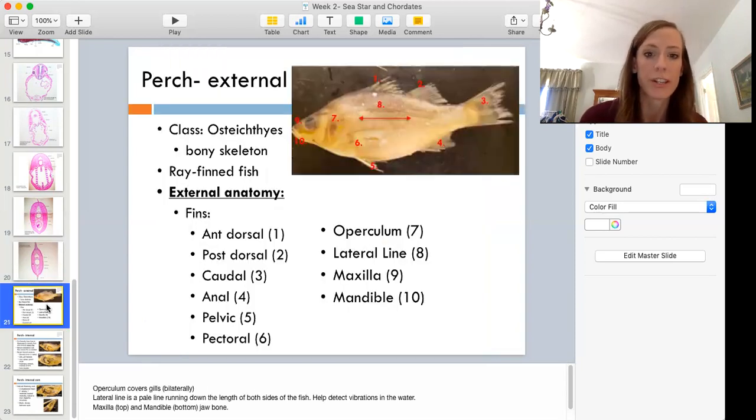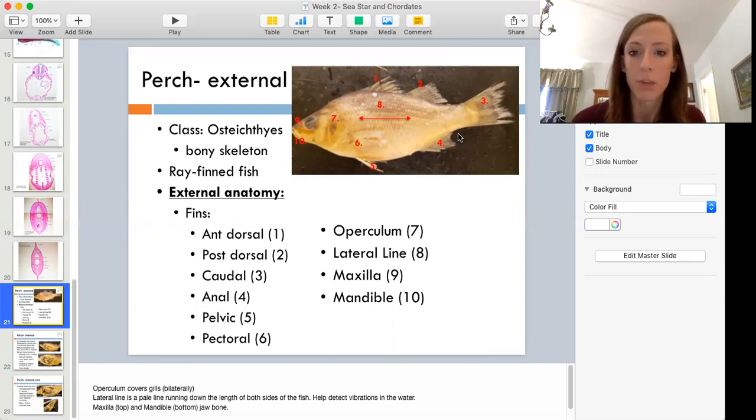Okay, so the perch is obviously a fish. It is a ray-finned fish in the class Osteichthyes. Okay, it has a bony skeleton to it now. It's a vertebrate. External anatomy that you ought to be familiar with.